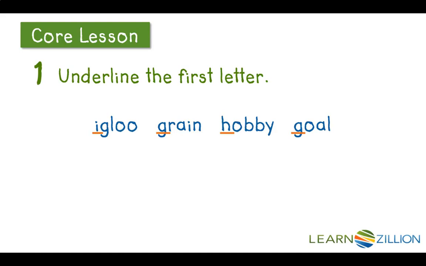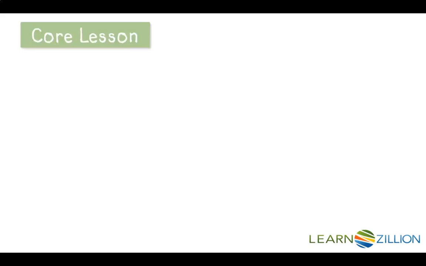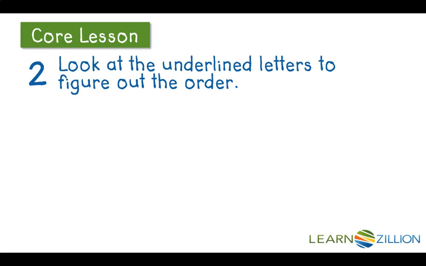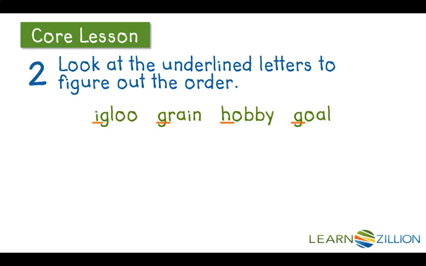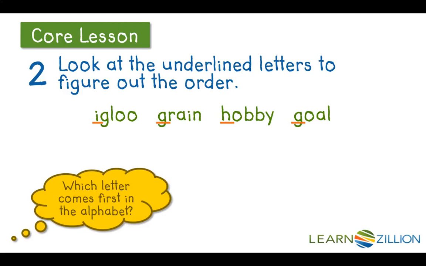Once we've done this, we want to move on to step 2, which is to look at the underlined letters to figure out the order. So here we have the underlined letters. And what I want to ask myself while I'm trying to figure out the order is which letter comes first in the alphabet. I do this simply by going through the alphabet song in my head. So A, B, C, D, E, F, G. Oh, so G. I guess the words that we have here are grain and goal. They both start with G.